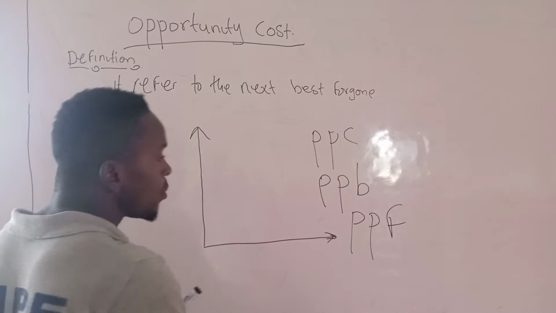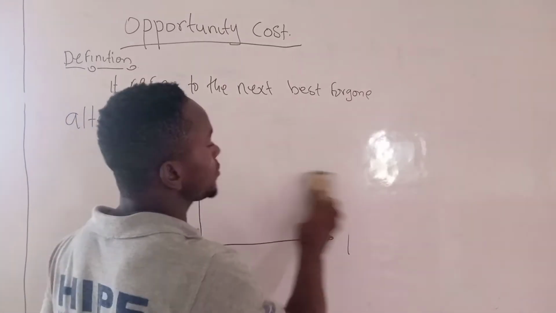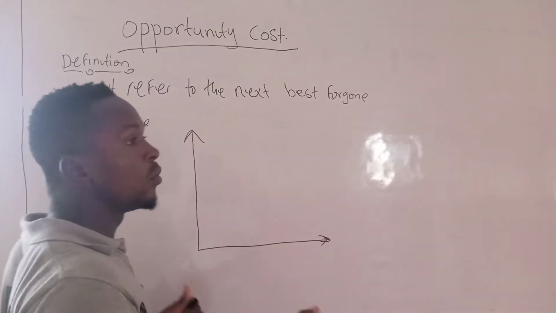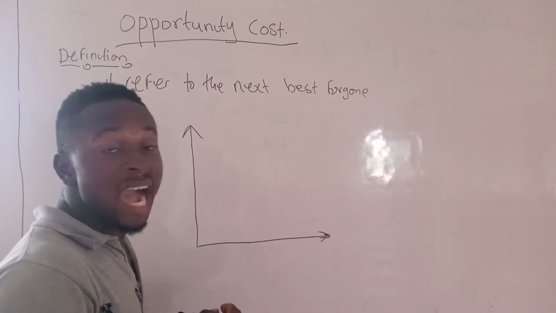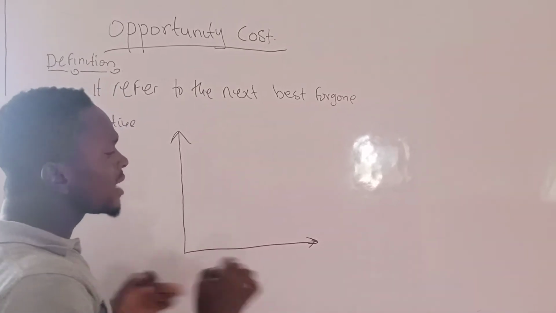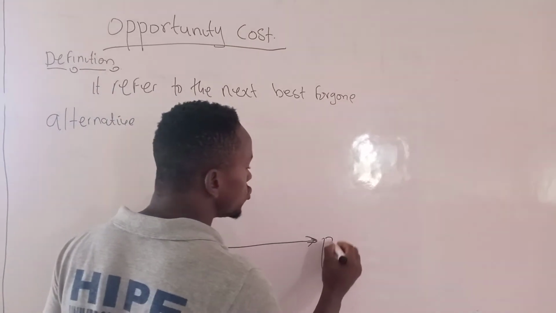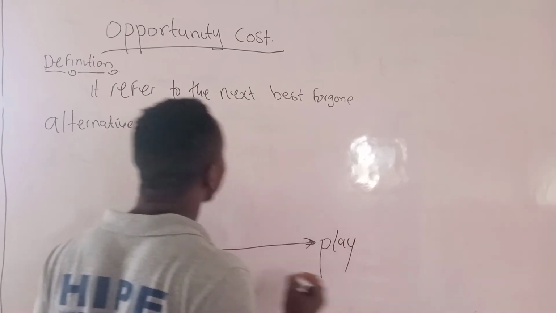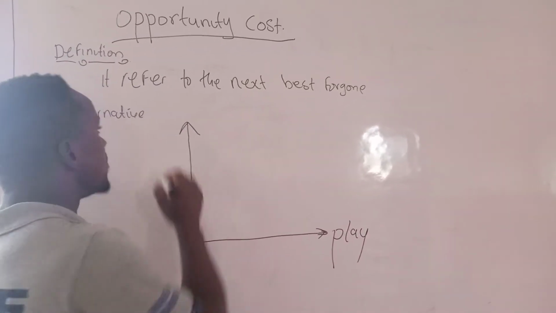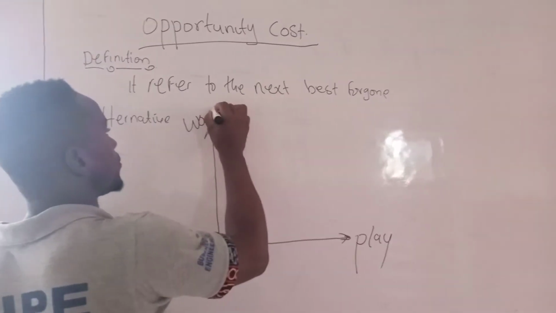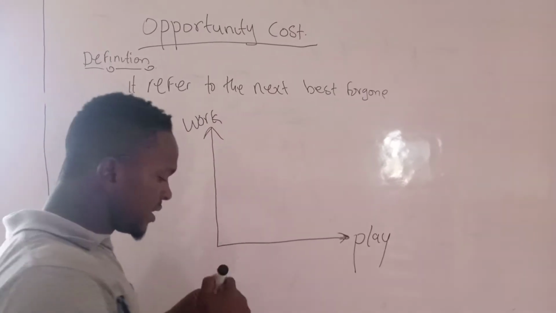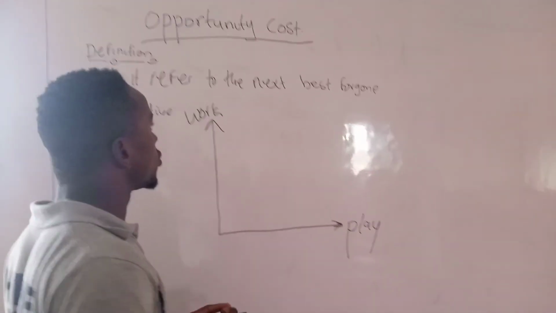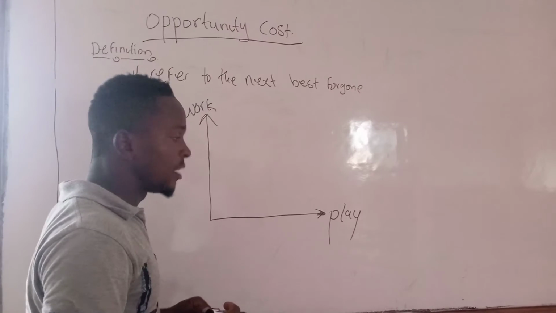Let's say, for example, a student who would like to use his time. Now, he can either use his time to do what? To play, and he can as well use his time to do what? To work. Now, how can we see the concept of opportunity cost in this student?